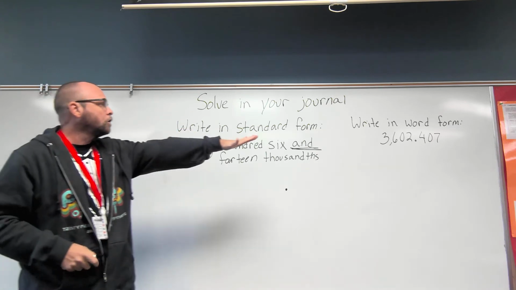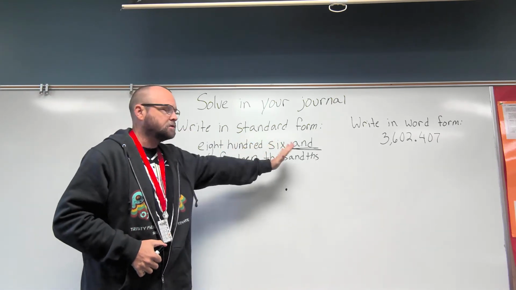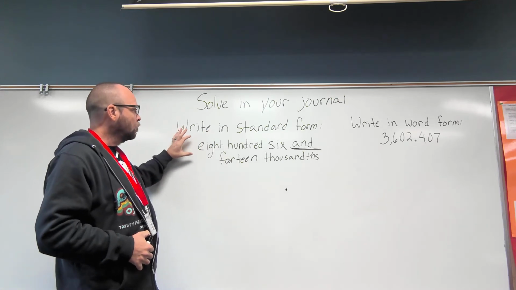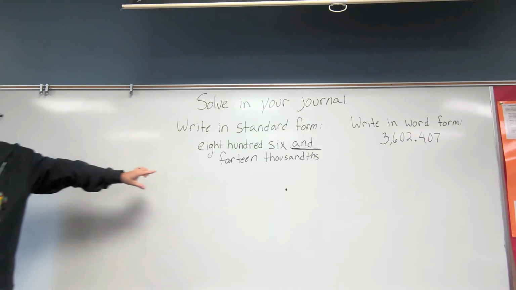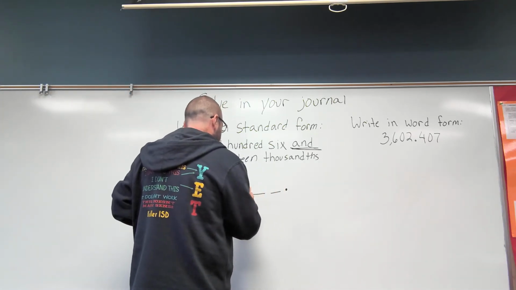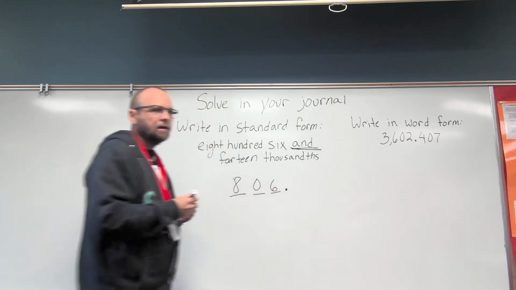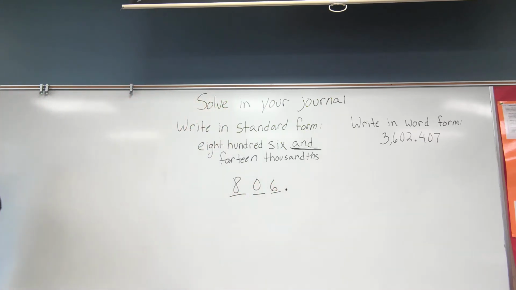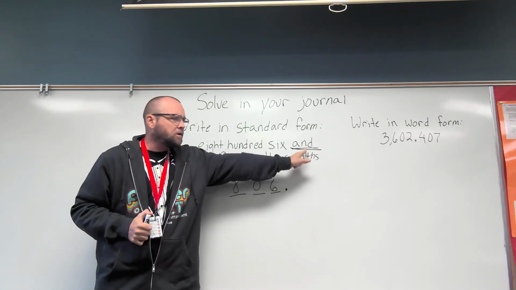We're going to look at the words in front of the "and," in front of Brendan's grandmother. The words in front of it say 806. Which means I know it goes to the hundreds place. 806. Now we look at the words behind Brendan's grandmother.